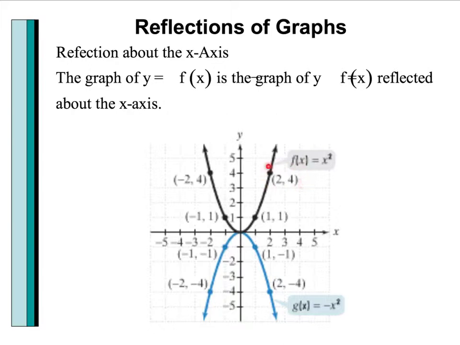The same is true for this point. Reflect it over the x-axis, 2, negative 4. This point, negative 2, negative 4. This point, negative 1, negative 1. So when you reflect over the x-axis, your y's become negative, your x's are the same.